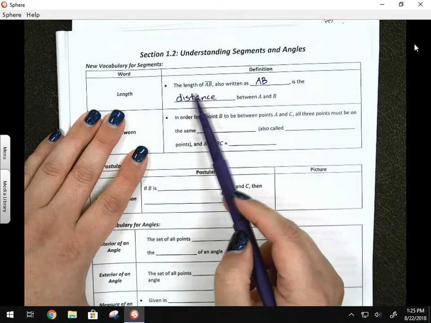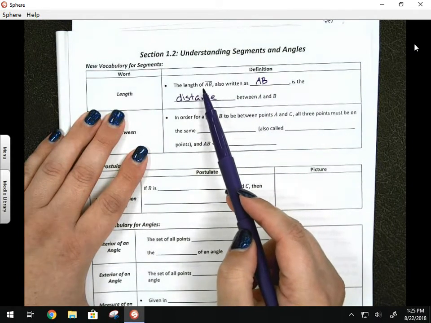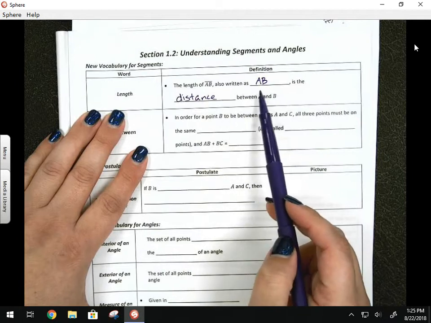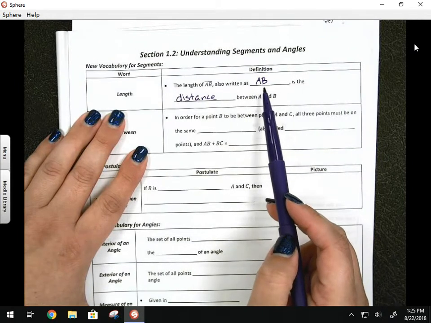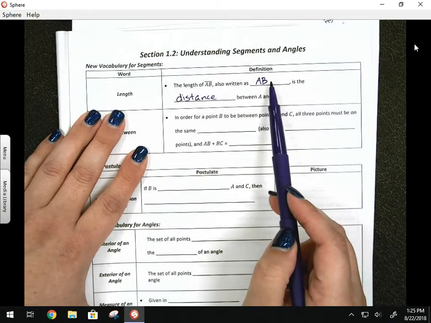So the length of segment AB, that's how we read this, is just written as AB without a line above it. Anything written like that just means length.